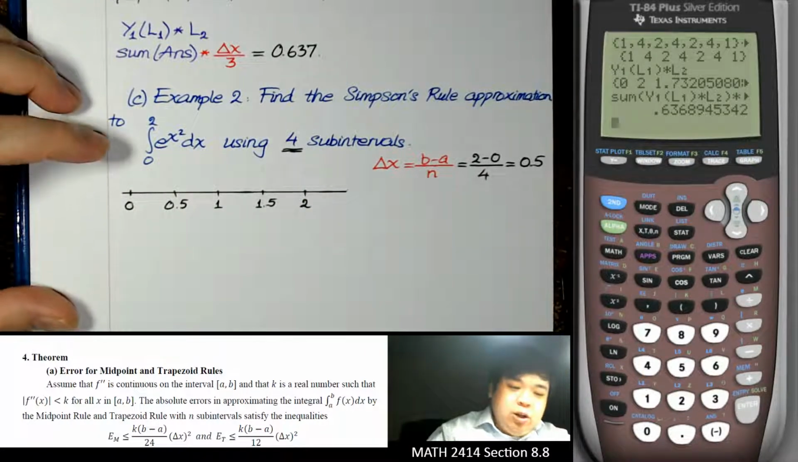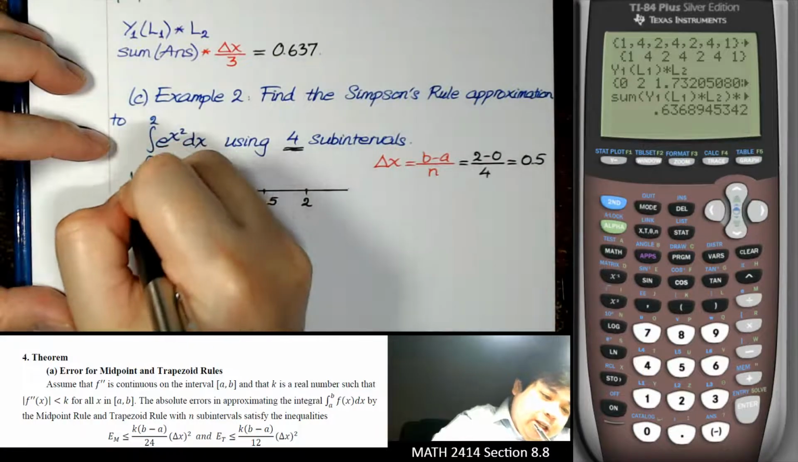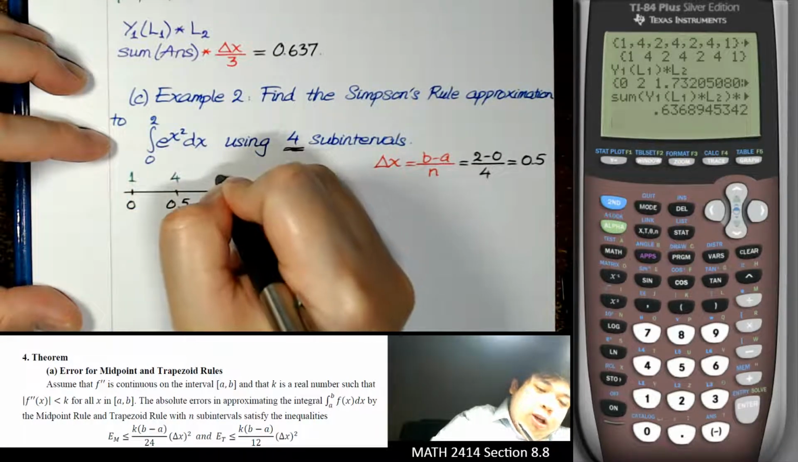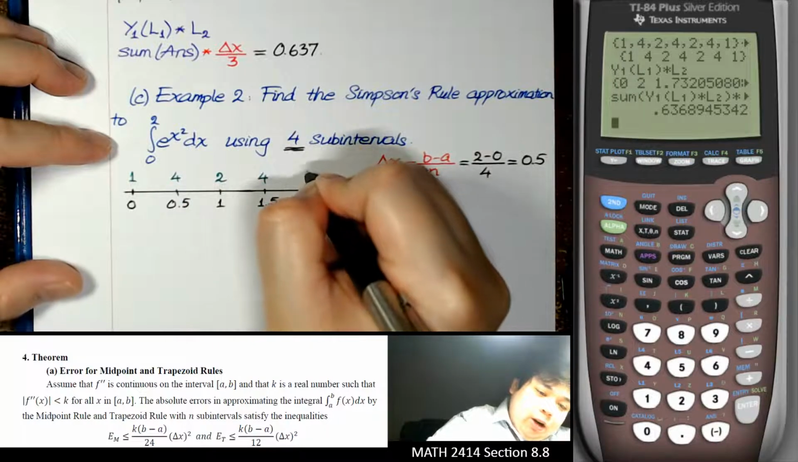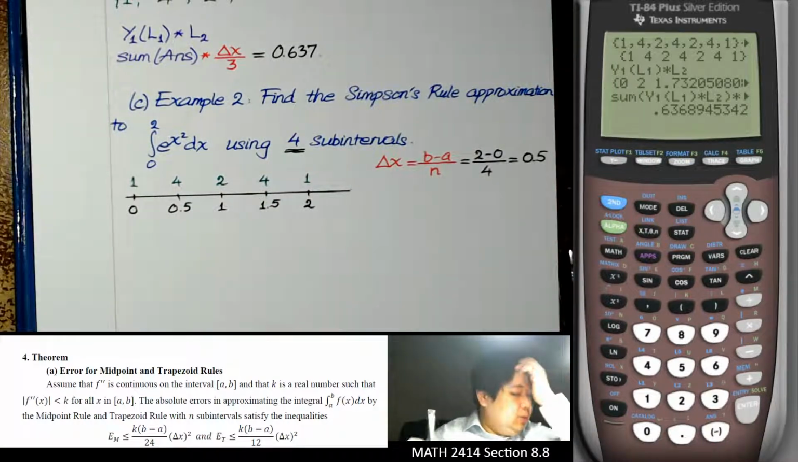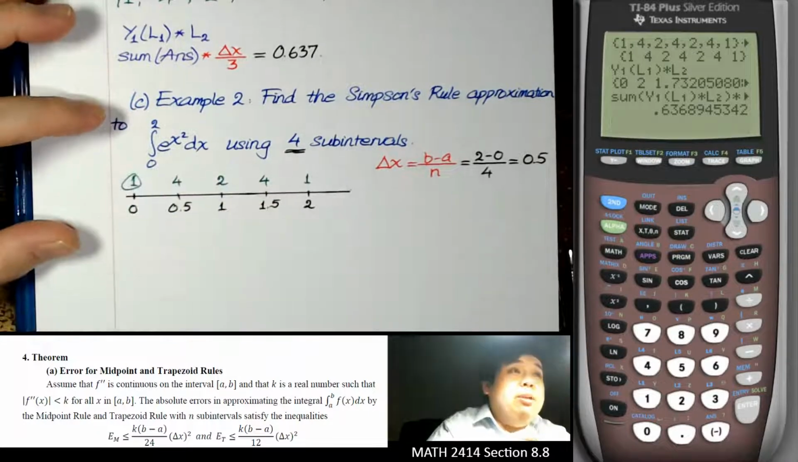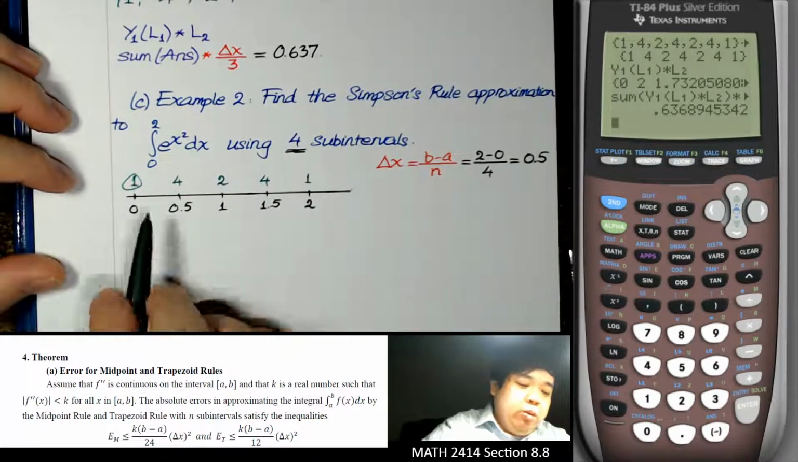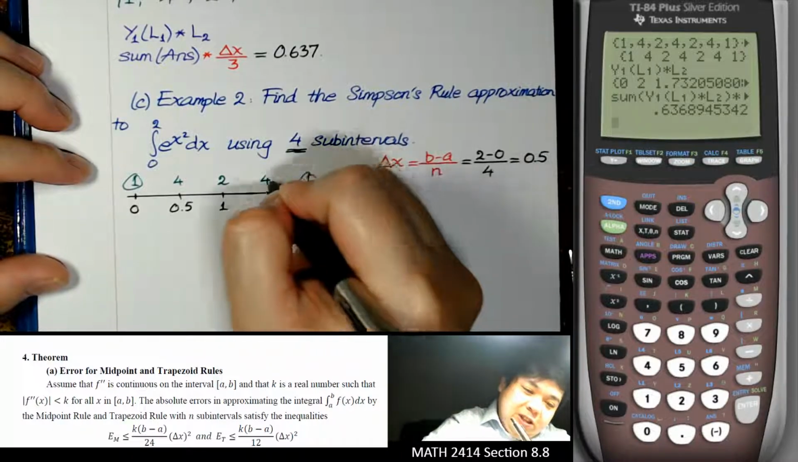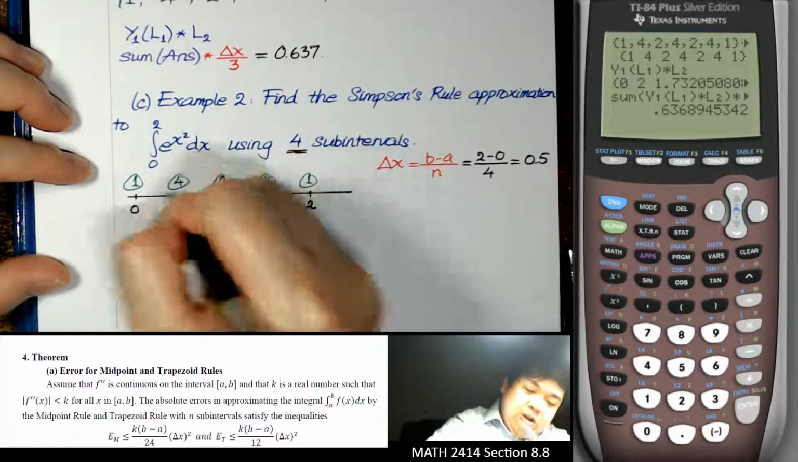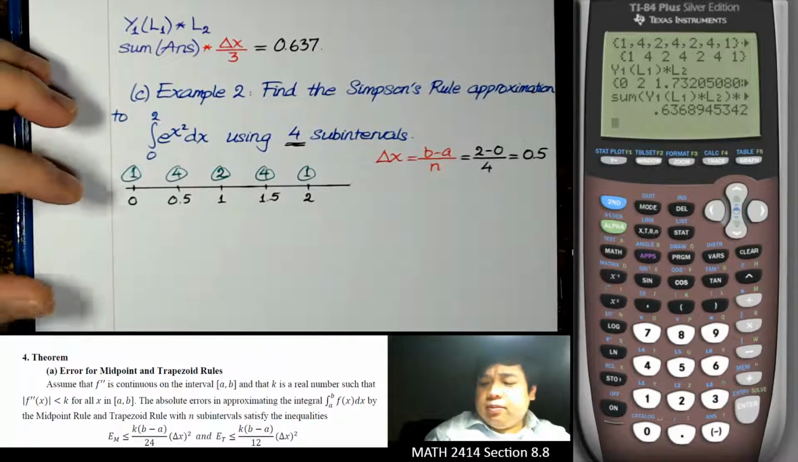And then the coefficients will be 1, 4, and then the overlapping 2, 4, and 1. Those are the coefficients. If it is the trapezoid rule, it will be 1, everything 2 in the middle, and then 1. Those are the coefficients. Right.